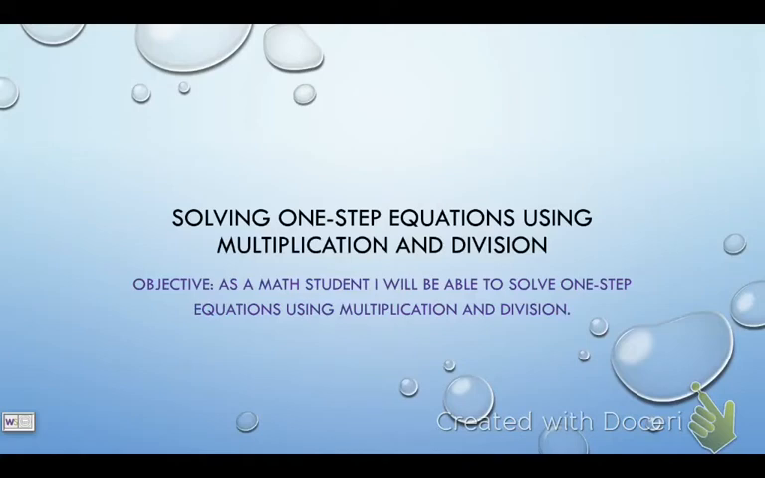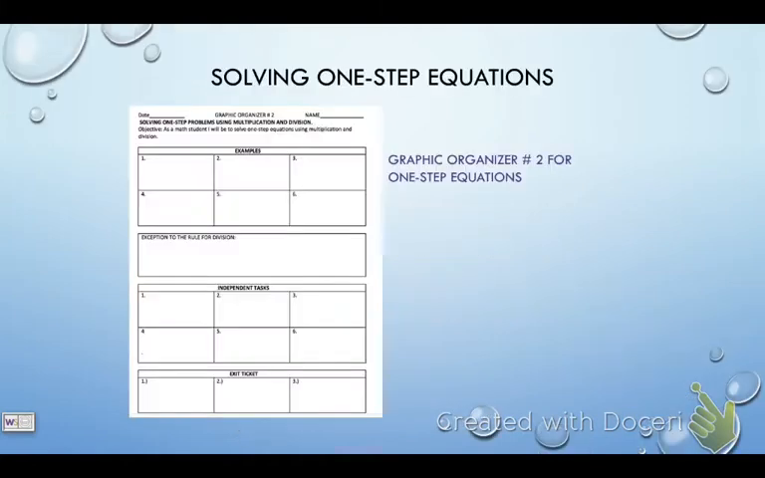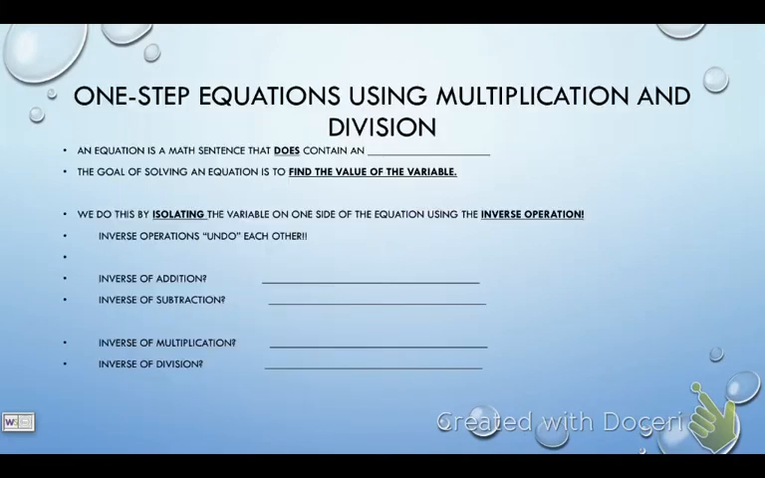It's the second time of working with one-step equations, this time using multiplication and division. As a math student, I will be able to solve one-step equations using multiplication and division. All right, you should have that graphic organizer number 2 that says number 2 at the top with one-step equations, and let's get going.